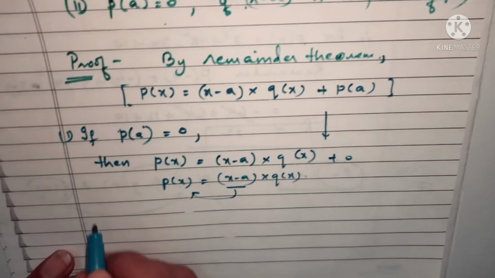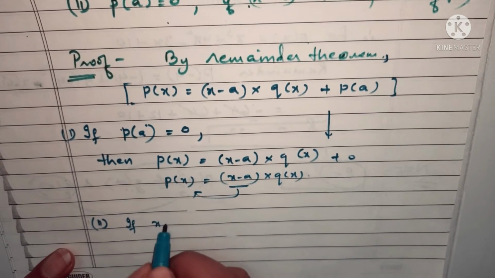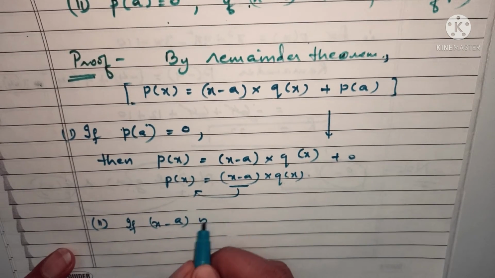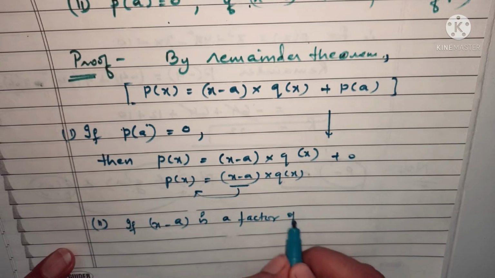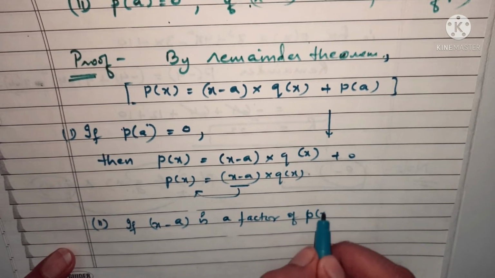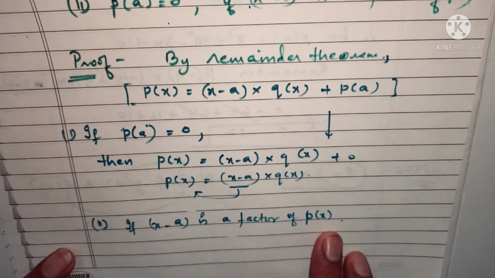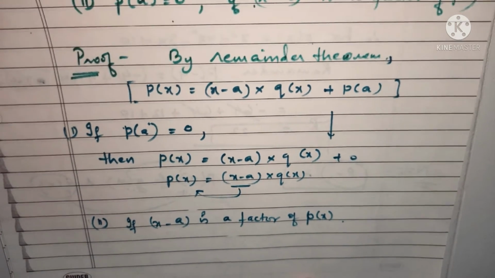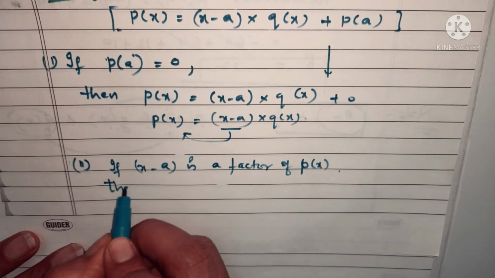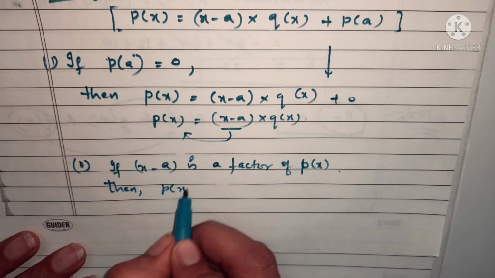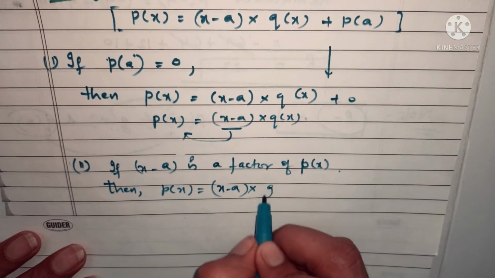Now the second thing to prove is what? If x minus a is a factor of P(x), then what will happen? Then P(x) will be equal to what? (x minus a) into G(x).